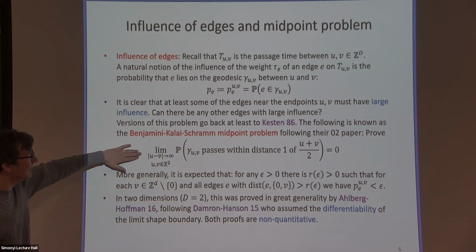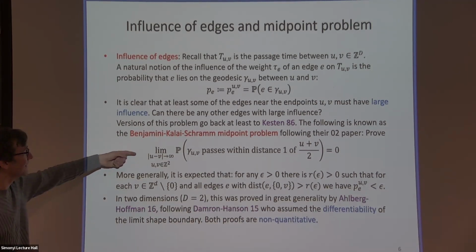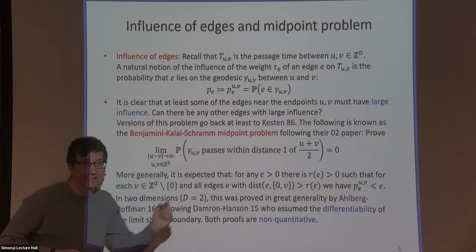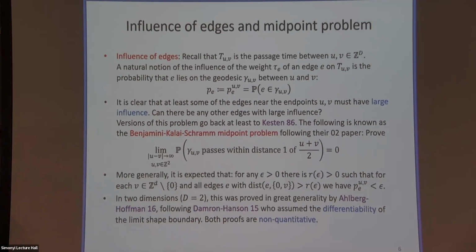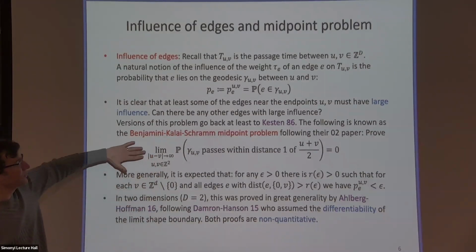Actually, this problem has been resolved in the sense that we know now that this limit does equal 0. So we know it is unlikely to go to the middle edge. It's been shown by Ahlberg and Hoffman following an earlier proof that was under assumptions by Damron and Hanson. However, the proofs are non-quantitative, so we don't know the rate.